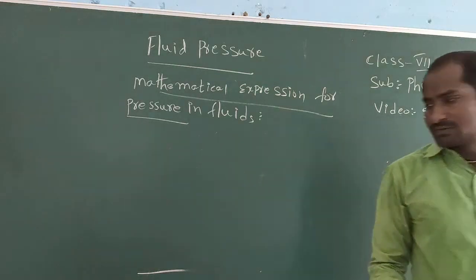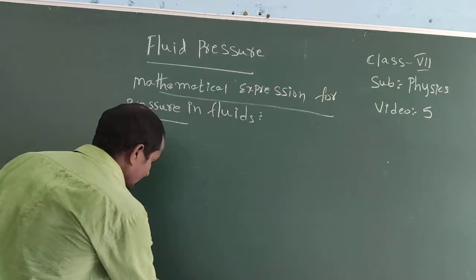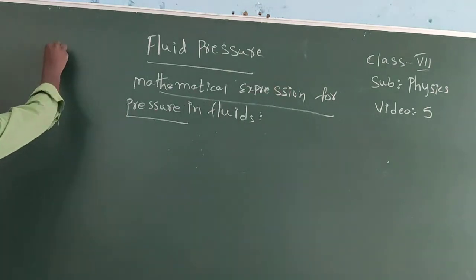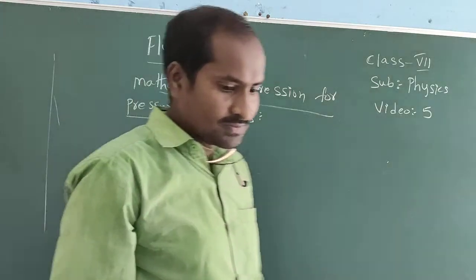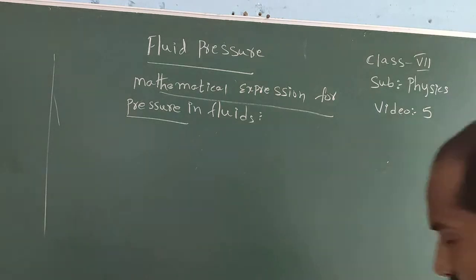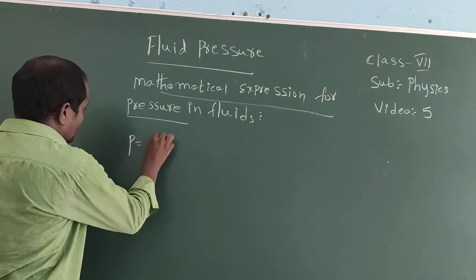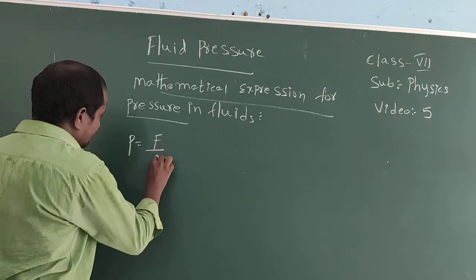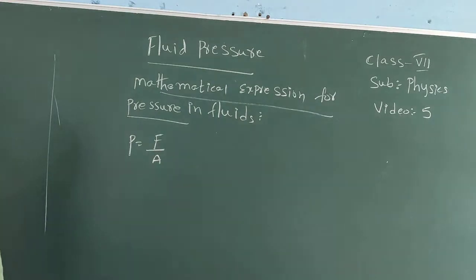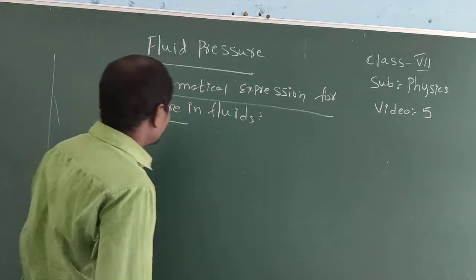Now I will explain the pressure equation in fluids. Pressure equation in solids: P equal to M by A. It is the pressure equation in solids. Now I will explain the pressure equation in fluids.